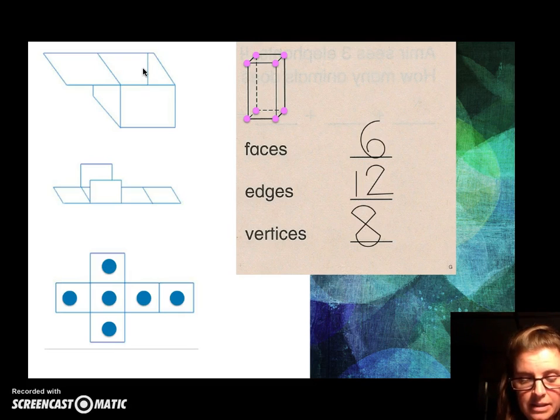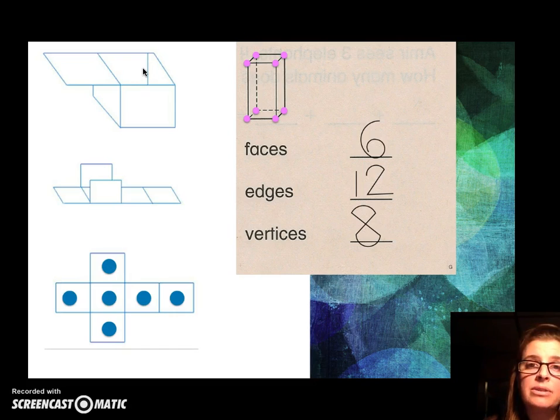He did such a fantastic job describing how he knew what he knew. I'd like to read his answer. He said, first, I counted all the faces, and the faces are the flat sides. Nice job. Way to describe. I know exactly what you're talking about, Zakai. There are 6 faces. 4 plus 2 equals 6.